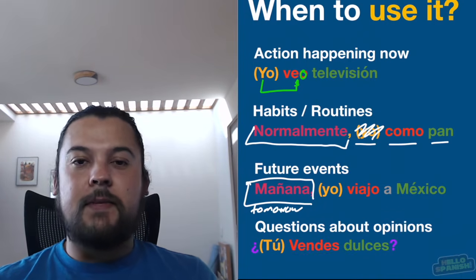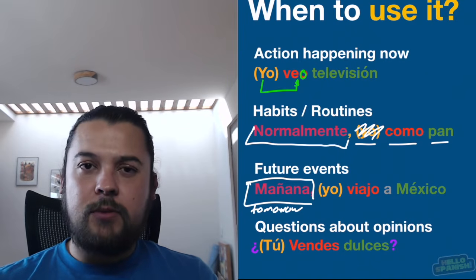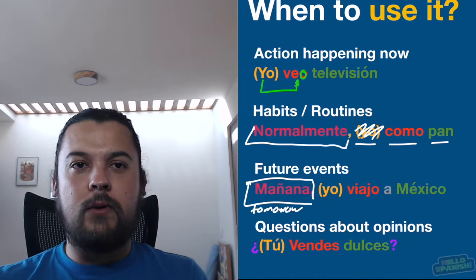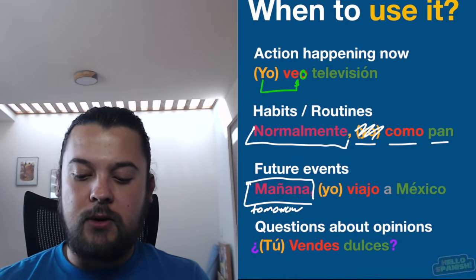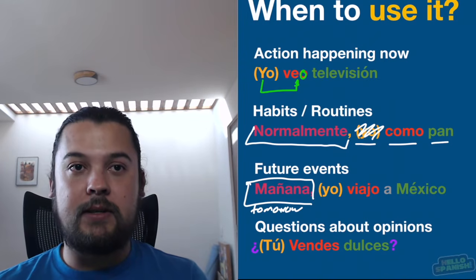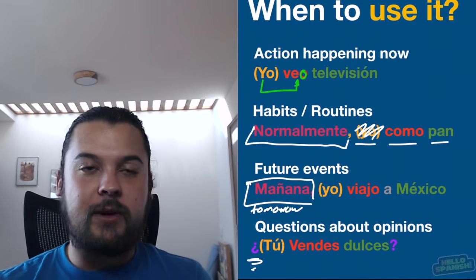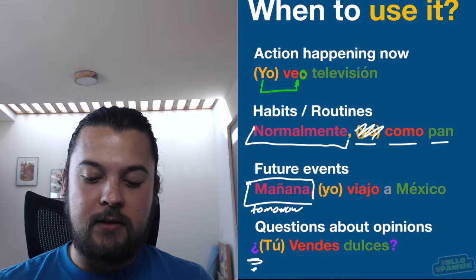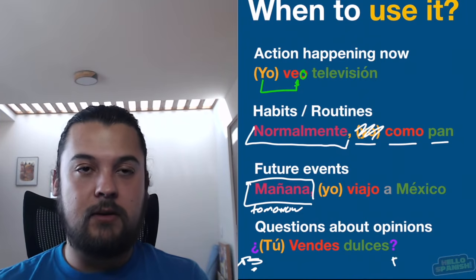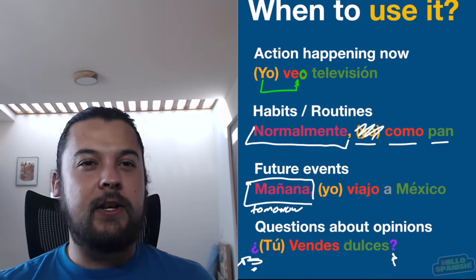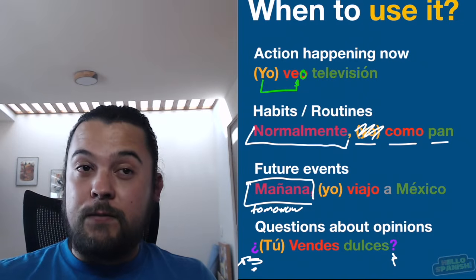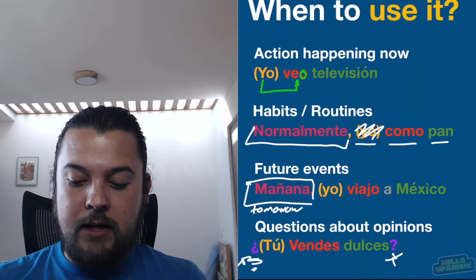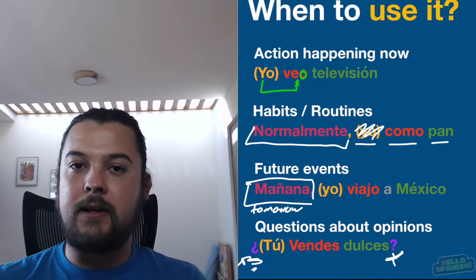Questions about opinions is the fourth usage. This is fairly simple. When you ask about the opinion of somebody else, you need the verb in present tense. So here you have the question for the very first time. In Spanish, remember we have question marks from the opening ones. This is called the opening question mark, and this is the closing question mark. English only has one, but in Spanish you need two. If you're writing on Facebook or on a message or something, you can only write the last one and people will understand that it is a question.